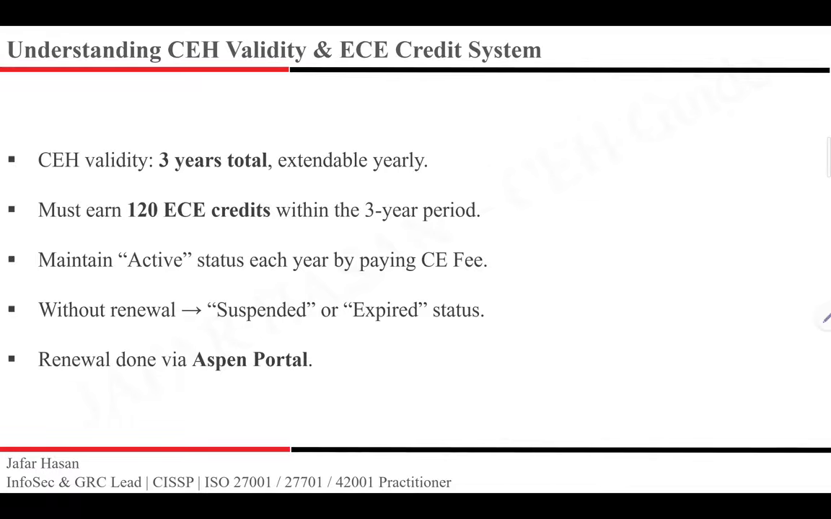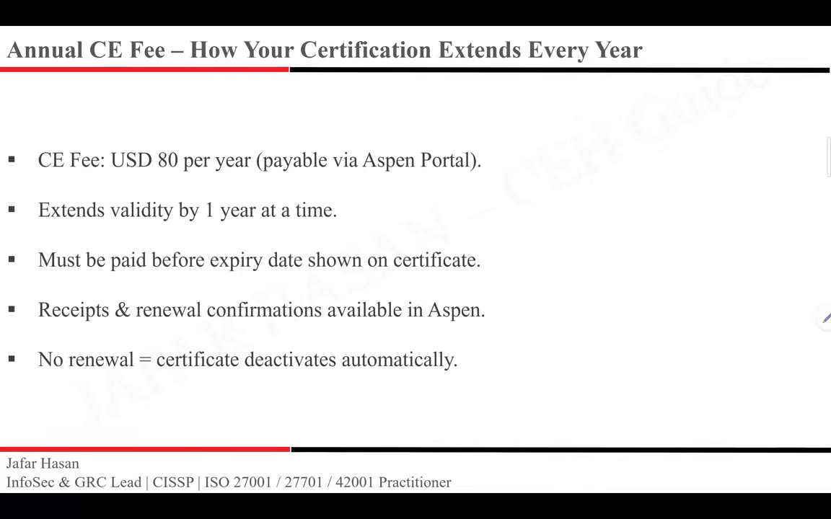Let's talk about the fees in detail. When you first get certified, it is valid for 1 year by default. After that 1 year, you extend it every year by paying the CE fee, which is 80 USD in India right now through ASPEN. Once paid, EC Council automatically updates your expiry date. My recommendation is to try to pay before the last day, not after. Because even one missed payment can deactivate your certification status.